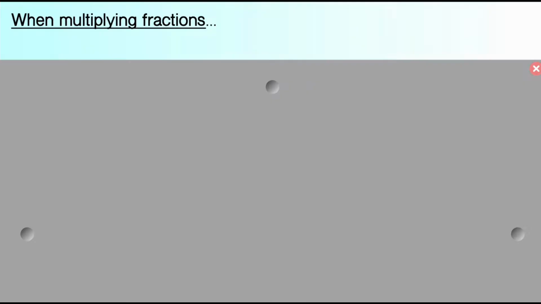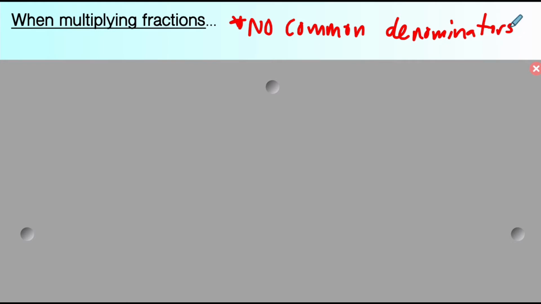Let's get to it. When you are multiplying fractions, the big thing that I think can sometimes get lost, and if it does, it's going to cause a lot of extra problems: you do not need common denominators. When you add or subtract fractions, you do need to take the time to make sure that all of the fractions that you're adding and or subtracting have common denominators. When you multiply fractions, though, common denominators are not necessary.